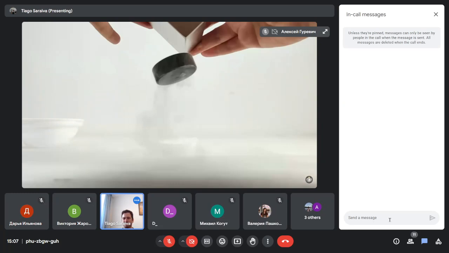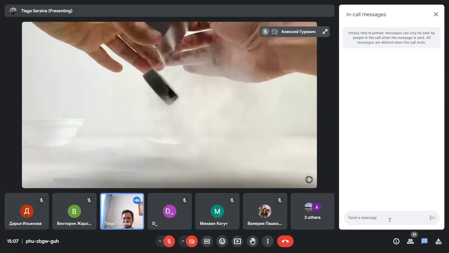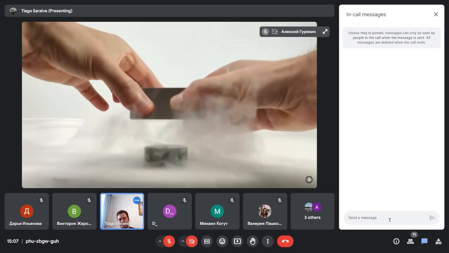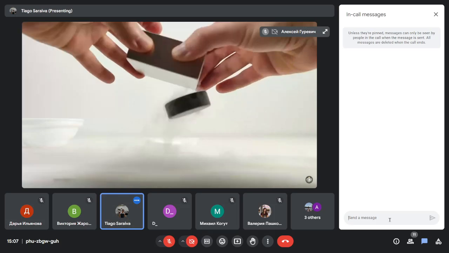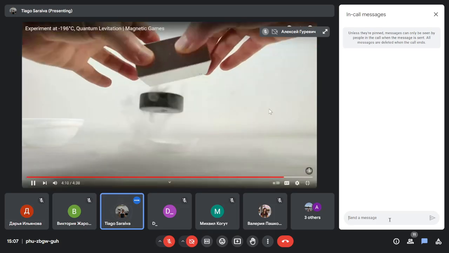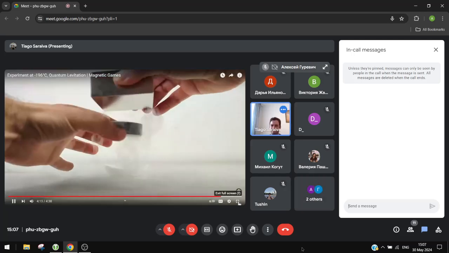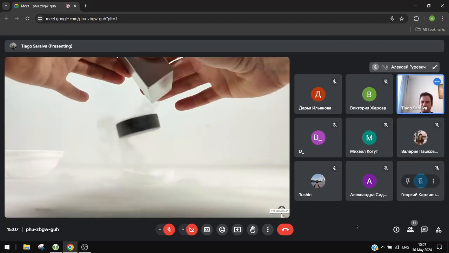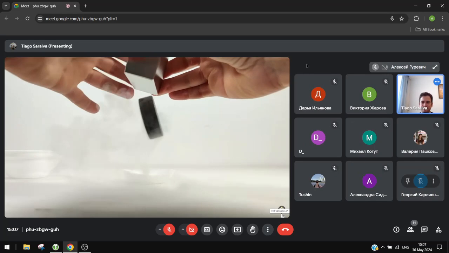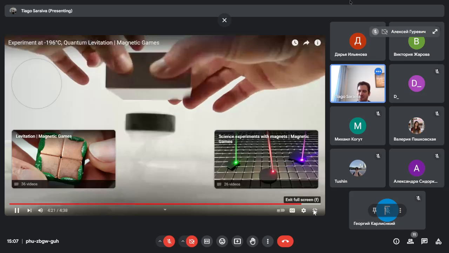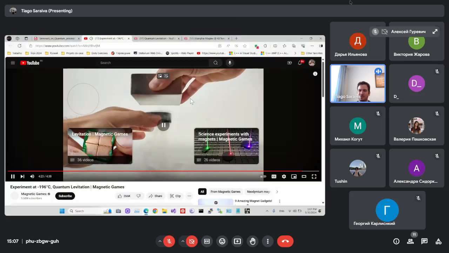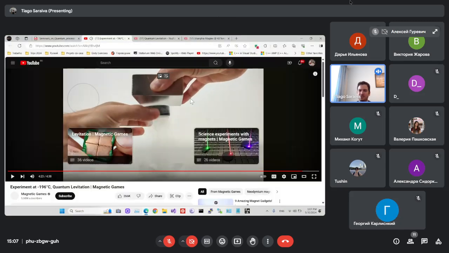It's not magic. It's just quantum mechanics. Interesting. For me, this is when I first went crazy.